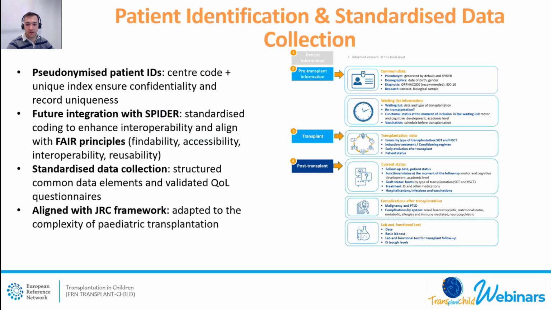Patient identification is currently automatically pseudonymized with only the user having access to the equivalence with the real identity. It is planned to adopt the use of the Spider pseudonymization tool, which is provided by the European Rare Disease Infrastructure, once every center becomes available to do so. Data collection follows a structured format using standardized common data elements and validated quality of life questionnaires adapted to the complexity of pediatric transplantation, aligned with the JRC framework to reduce the complexity of data entry.